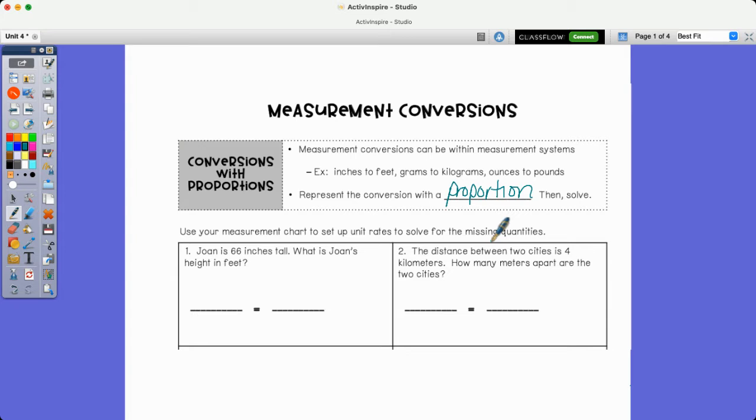Use your measurement chart to set up the unit rates for the missing quantities. So, yeah, I should probably put a measurement chart on here. I'm going to make sure you guys go home with a measurement chart so you can do these.